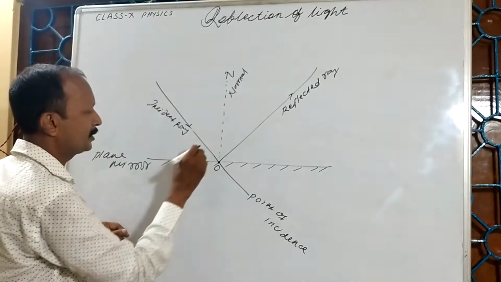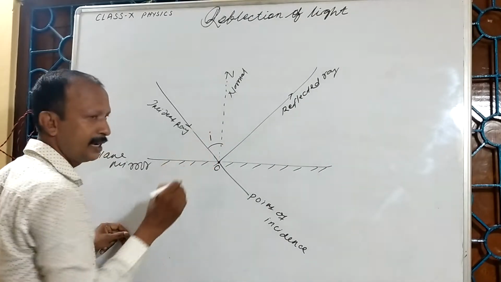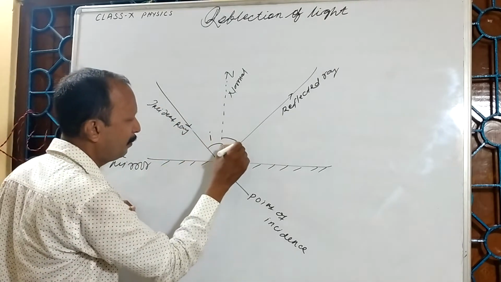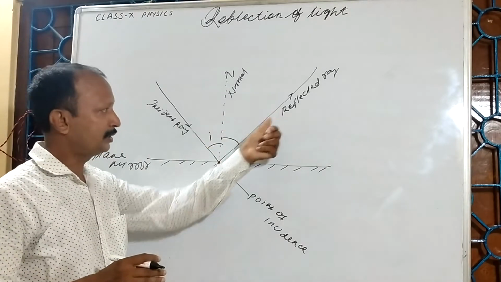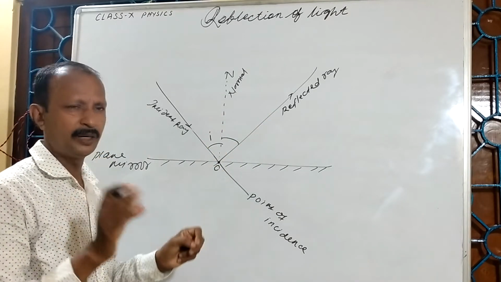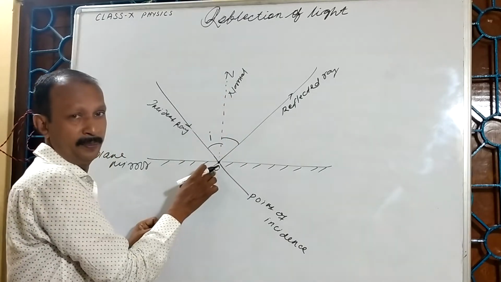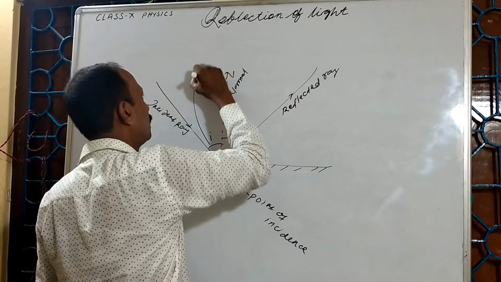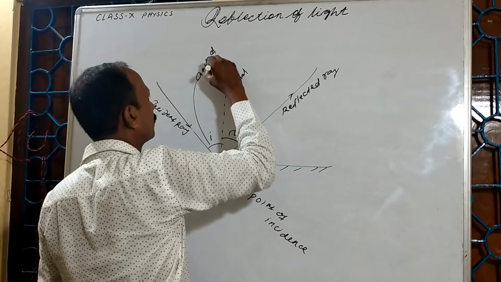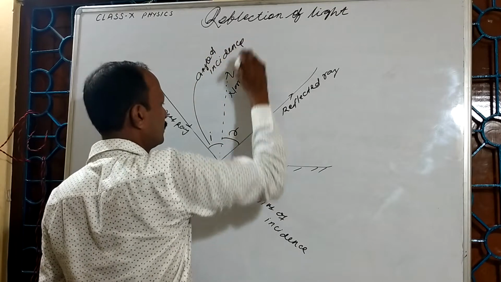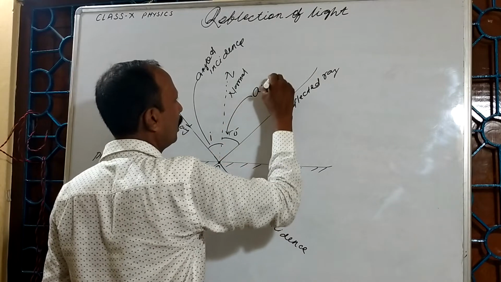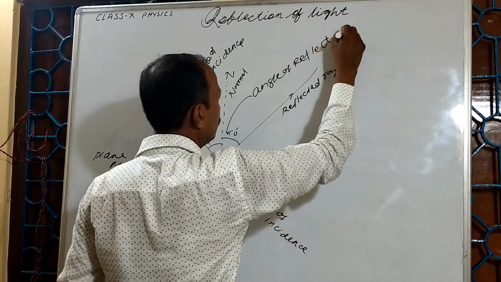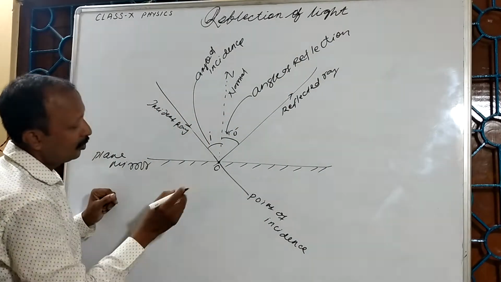in 8th and 9th classes. This angle is called the angle of incidence, the angle between the incident ray and the normal. The angle between the reflected ray and the normal at the point of incidence is called the angle of reflection. So this is the angle of incidence. This is the angle of reflection.